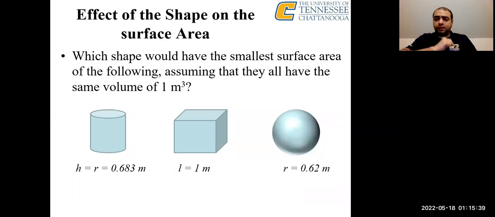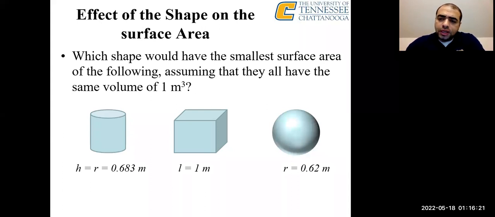Effect of the shape on the surface area. Now, if we have different shapes, the surface area is gonna be different. Take this example here, for instance. All these shapes have the same volume. But if you take the surface area of each, the cylinder, the cube, and the sphere, you will find that the surface area of the sphere is the smallest. And this is a very important thing. So the smallest surface area to volume ratio is achieved when you have a sphere, a spherical shape.